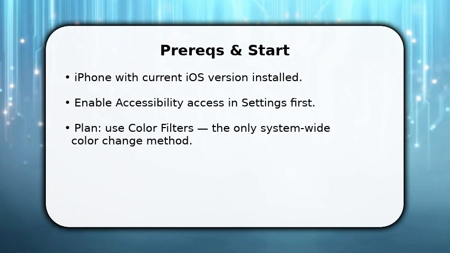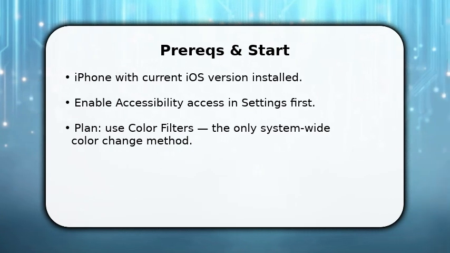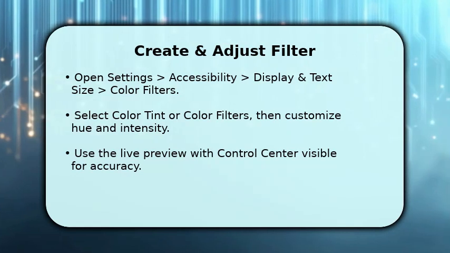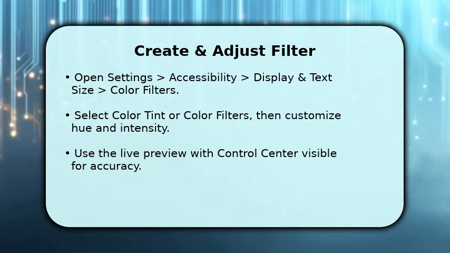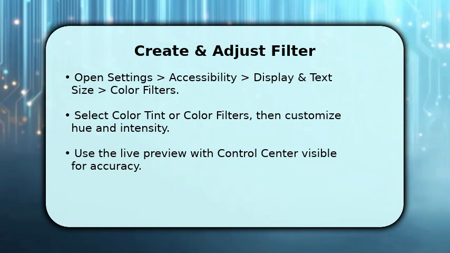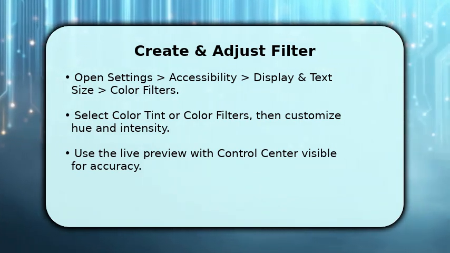Make sure to enable the accessibility shortcut now so you can toggle it quickly while testing colors on the control center overlay. Once inside color filters, turn them on and choose color tint or a specific filter mode. Pick the mode that best shifts the hues you want. Color tint gives precise hue and intensity sliders.